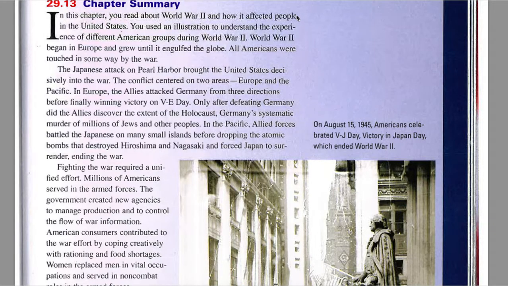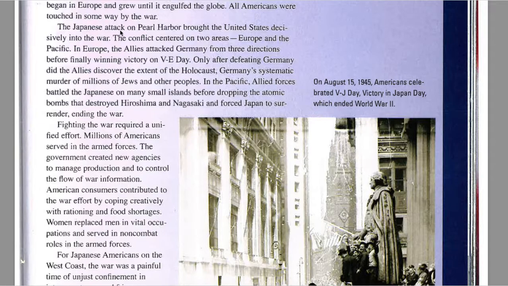So, important question answered here. It tells you where it happened. It started in Europe and then spread throughout the globe, mainly to Asia. The Japanese attack on Pearl Harbor brought the United States decisively into the war. The conflict centered on two areas, Europe and the Pacific.